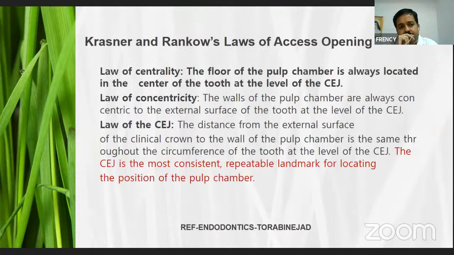Then there are some rules for access cavity, very famous, Krasner or Rango. I'm not going into the full. The main laws are the laws of centrality. That is, the floor of the pulp chamber is always located in the center of the tooth at the level of CEJ. And CEJ is the most consistent and repeatable landmark for locating the position of the pulp chamber. So always note the point that CEJ is the main landmark.